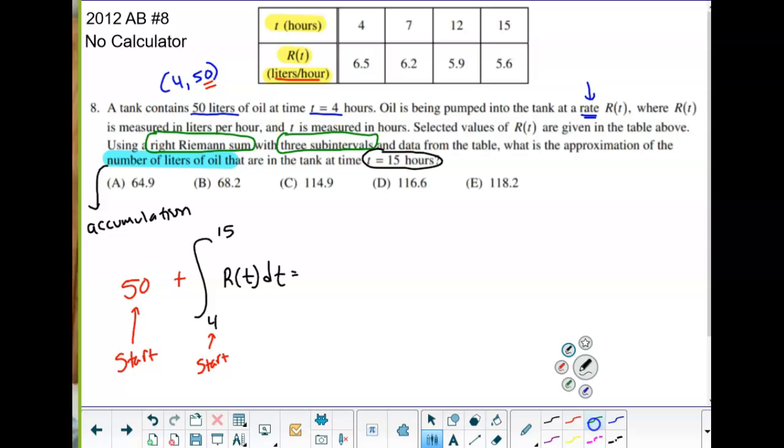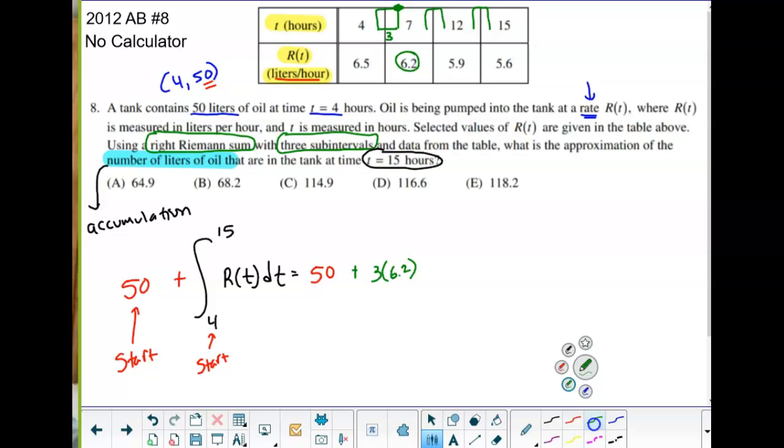So now, we need to take the 50 plus the rate from 4 to 15, but they're telling us to use the right Riemann sum. So remember when we made those rectangles, and the Riemann sum was the area of those rectangles. So I'm going to put the 50 just as the plus the starting amount, but then I have to find the area of this rectangle. Well, I have to use the right-hand side, and how far is it from 4 to 7? 3 units. There's my width, and the height is indicated by the right Riemann sum, so we're going to use the 6.2.